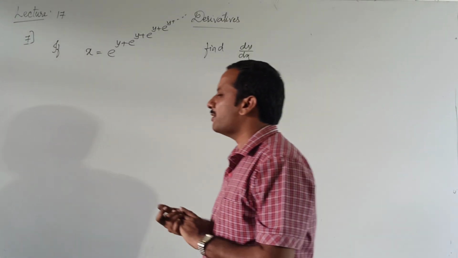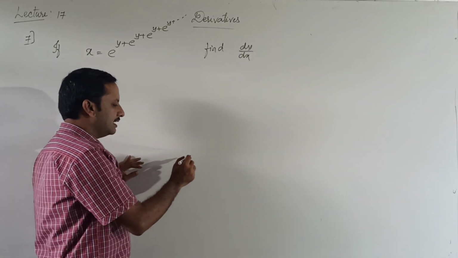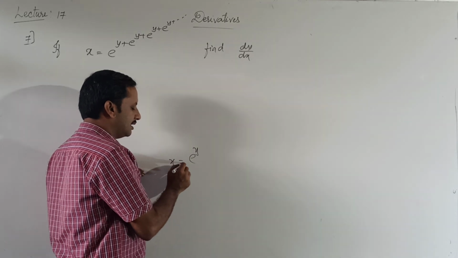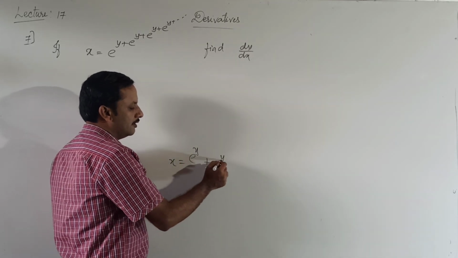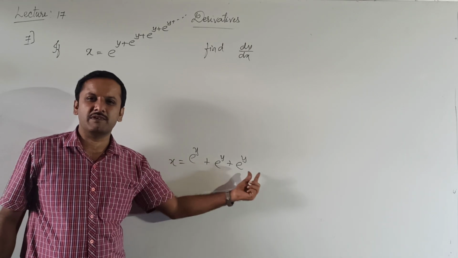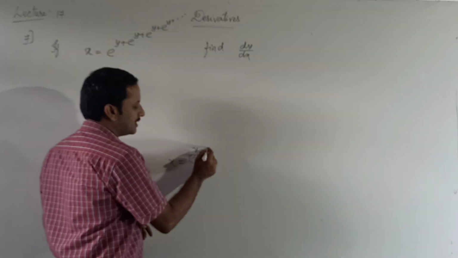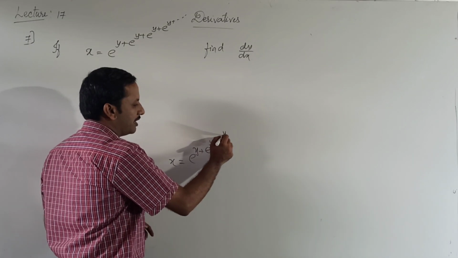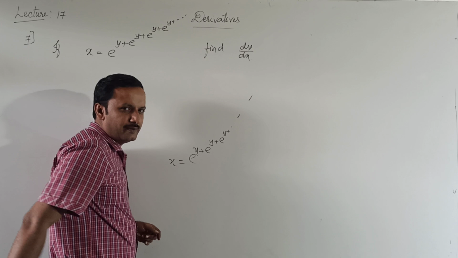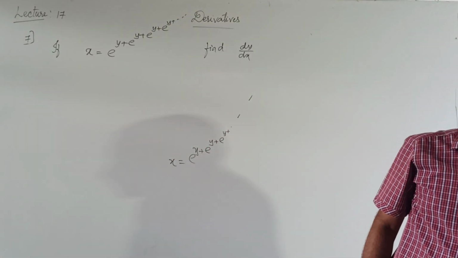Okay. X is equal to e power y plus e power y plus e power y plus e power y. Understand, it's not like this. This plus is not e power y plus e power y plus e power y. What they have given here is e power y plus e power y plus e power y plus e power y. It will go in this way up to infinity. Then what is dy by dx? That is what we want.